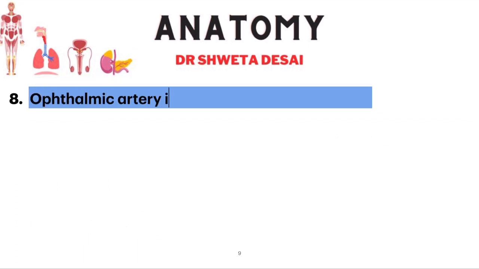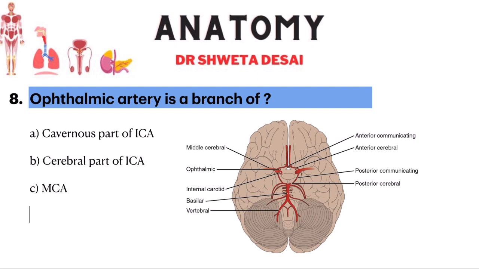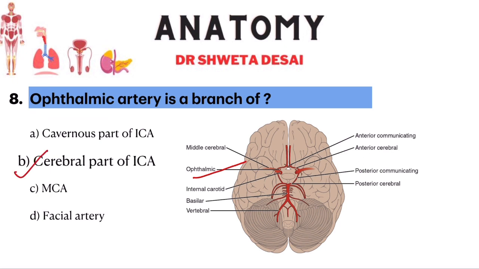Then 8. Ophthalmic artery is a branch of. Options are A. Cavernous part of internal carotid artery, B. Cerebral part of internal carotid artery, C. Middle cerebral artery, and D. Facial artery. So ophthalmic artery is a branch of the cerebral part of internal carotid artery.